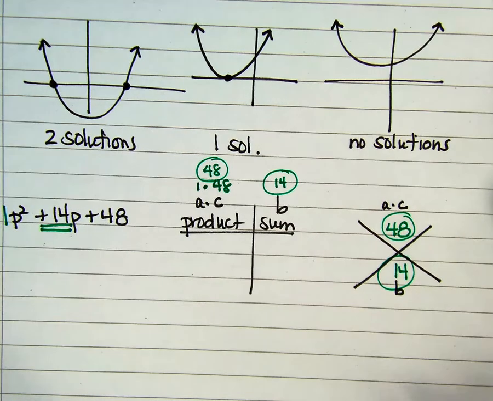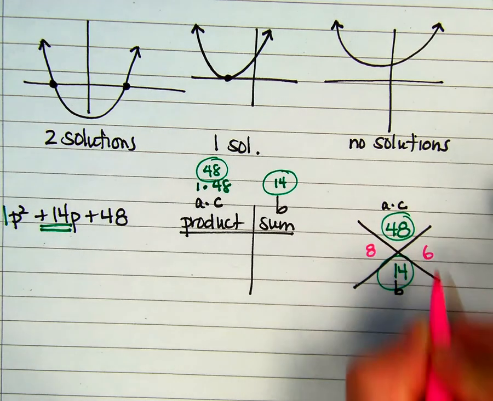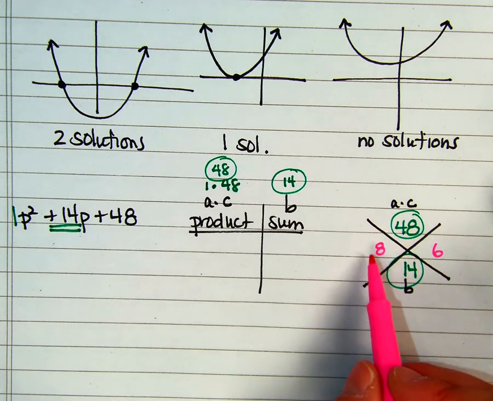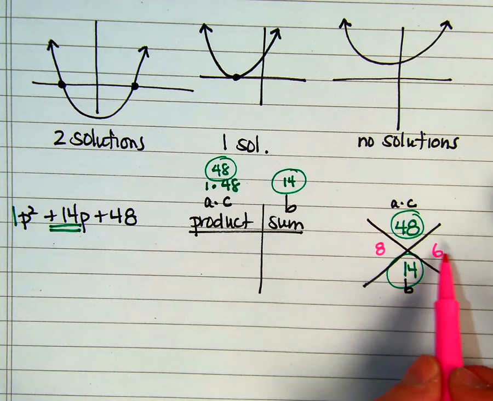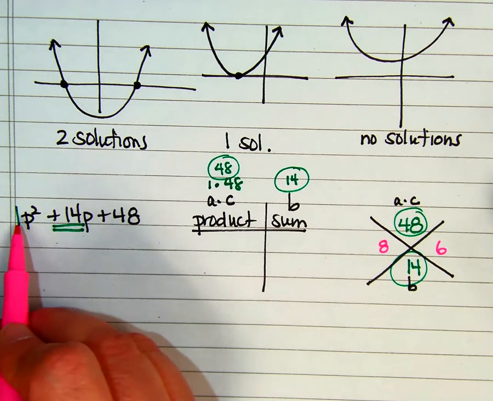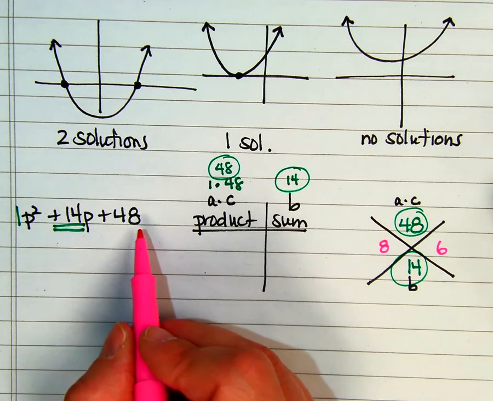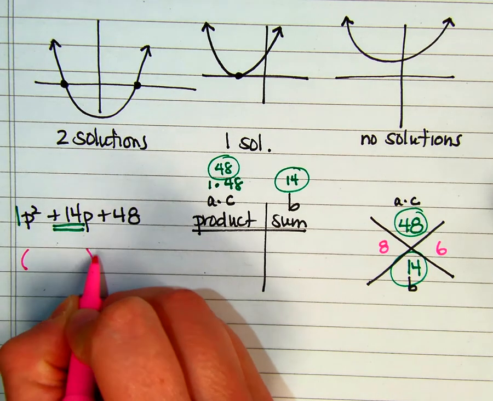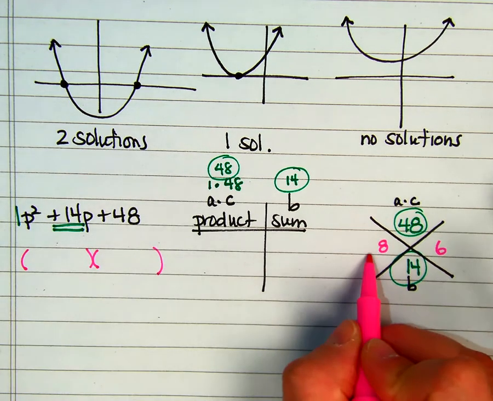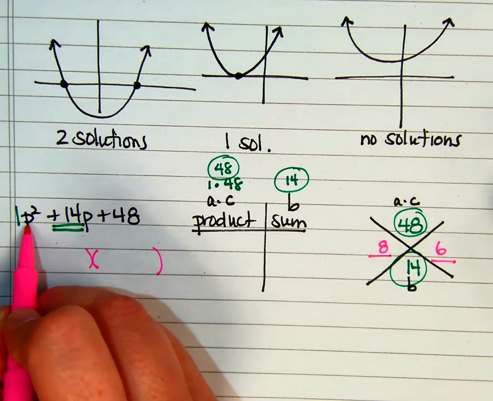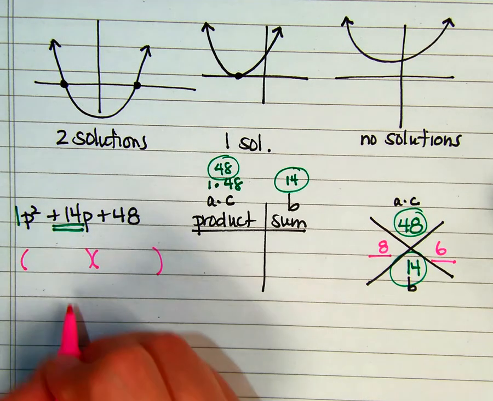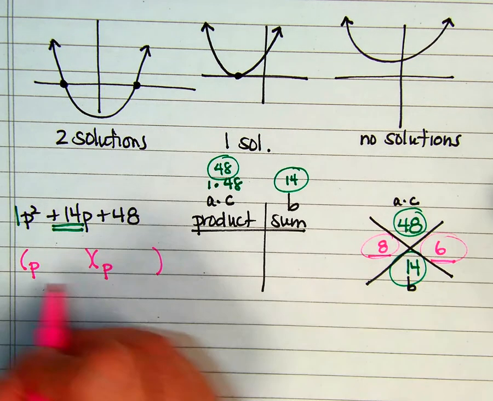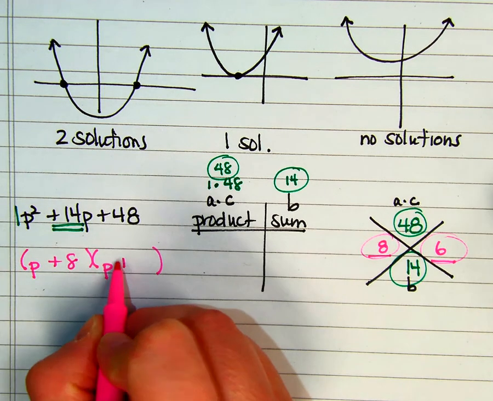And off the top of my head, I know that 8 and 6 will work. 8 times 6 does give me 48, and 8 plus 6 does give me 14. Because this has an A of 1, I know that this is going to factor into 2 binomials. There's my magic numbers. What gives you p squared? It is p and a p. My 2 magic numbers are a positive 8 and a positive 6.